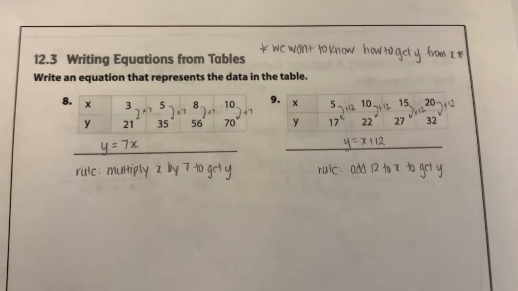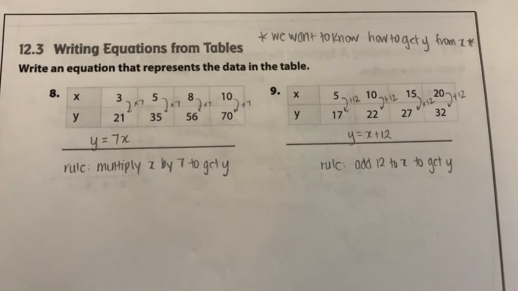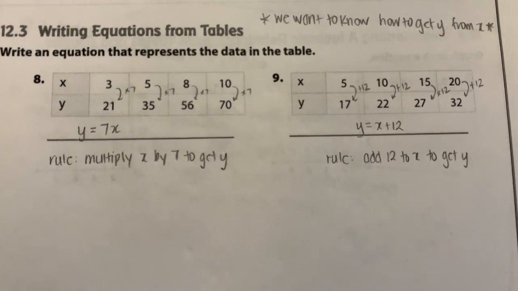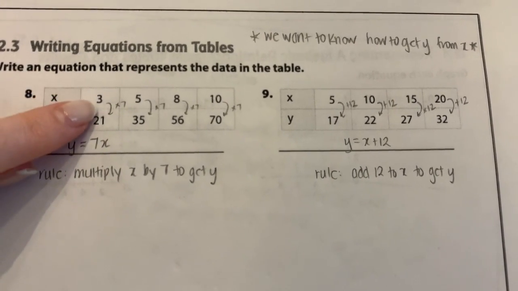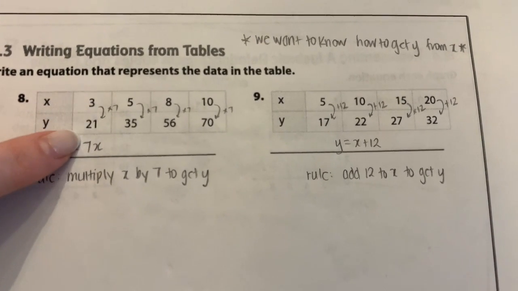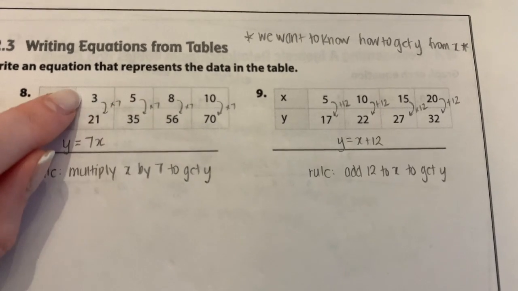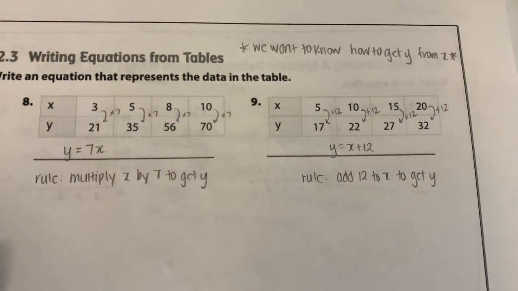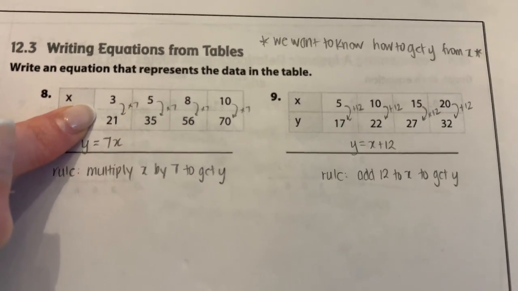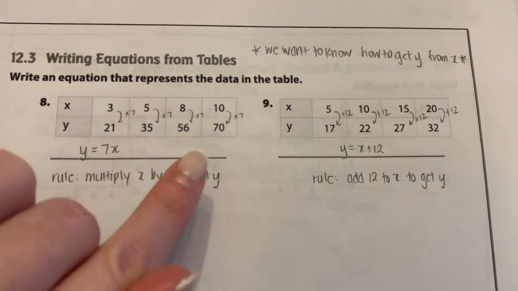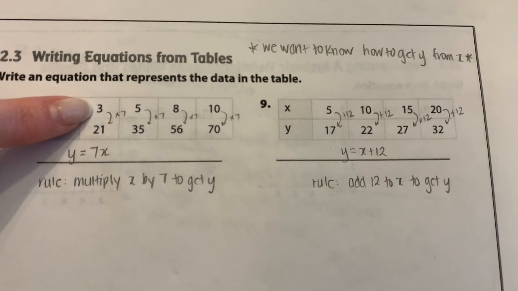Okay, guys, here's the solutions. So for number 8, to try to get from x to y, I noticed that I can multiply each of these x's by 7 to get to y. And you just want to check the whole thing to make sure that you don't make a mistake, because sometimes the first one might look like addition or multiplication and the rest are actually different. So make sure you check each one.